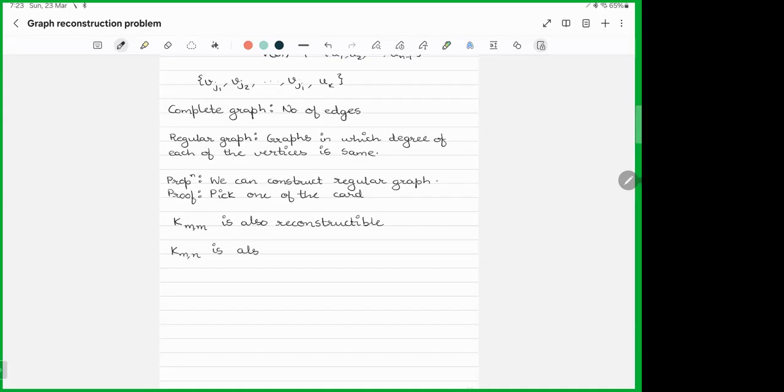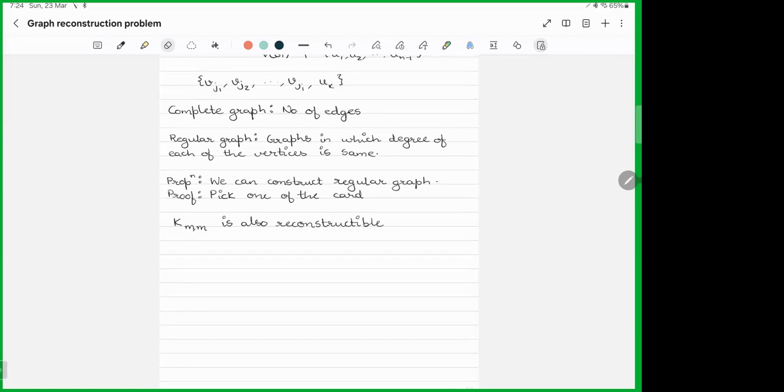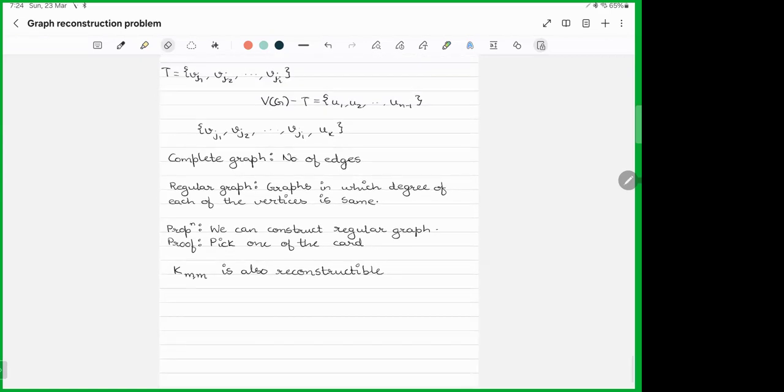I didn't understand the proof for the regular graph. You pick one of the cards, and then what happens? Okay, so you are just picking a card. Look at the graph. You will pick all the vertices which have degree one less than this r. Okay. Right. What does that mean?